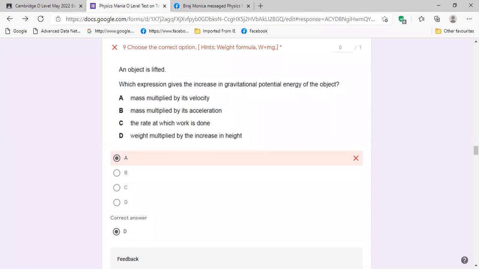You see, an object is lifted. Which expression gives the increase in gravitational potential energy of the object? So the gravitational potential energy formula you know, right? That one is mgh. Yes, sir, mgh. So here we got delta PE equals mgh.